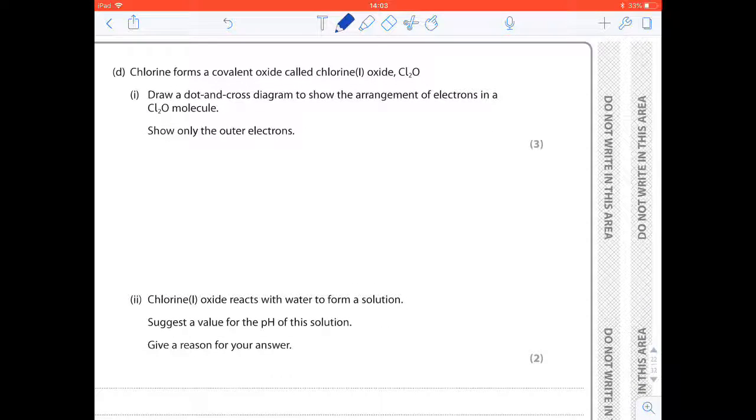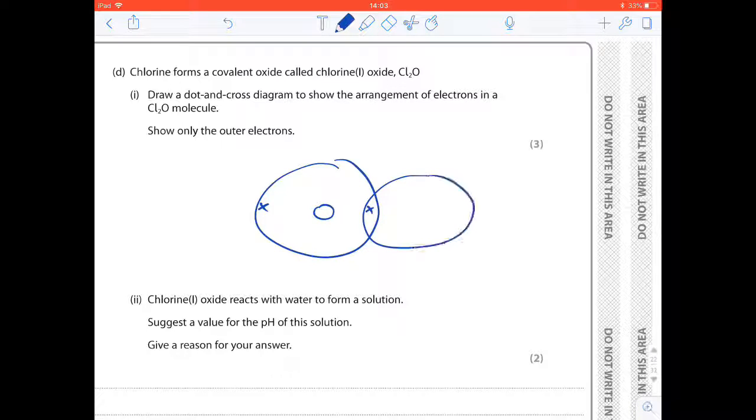Part D asked for a dot and cross diagram for chlorine oxide. If you think about it, the oxygen always forms two bonds, chlorine forms one, so the oxygen had to go in the middle. If you just do the outer shell, oxygen, if it's forming two bonds, then it's going to make an overlap on both sides with the chlorine and form a single bond with each one. So that was effectively 1 mark.